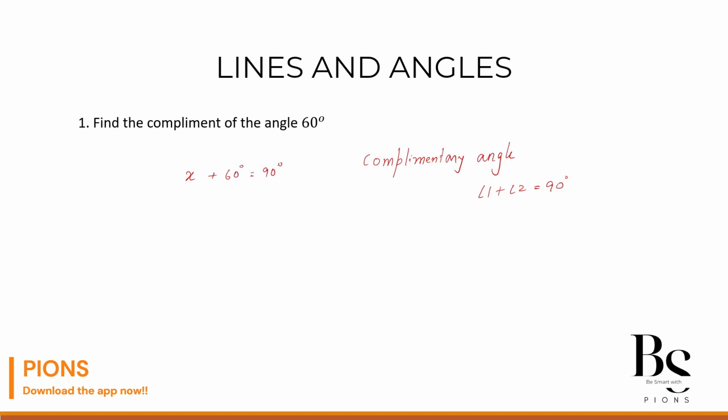Now, if I take the 60 to the other side, x will be equal to 90 minus 60. Why minus 60? Because there it was plus, so when it goes to the right hand side, it becomes negative. So this will be 90 minus 60, which is 30 degrees. So x equals 30 degree. That is, 30 degree is the complement of the 60 degree. Let's move to the next question.